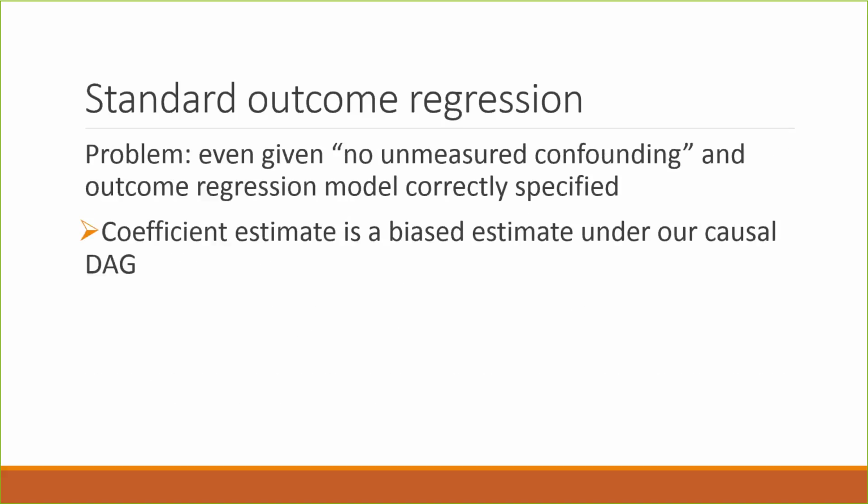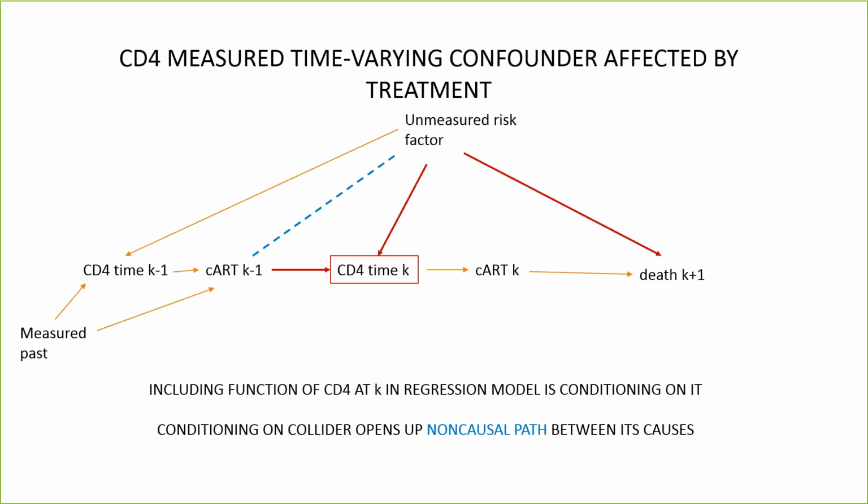The problem with this is that even given we have no unmeasured confounding, in other words, given the graph that I showed you, which is consistent with that, and even given that regression model was perfectly specified, there's no model misspecification, that coefficient estimate is a confounded estimate under the causal DAG that I showed you.